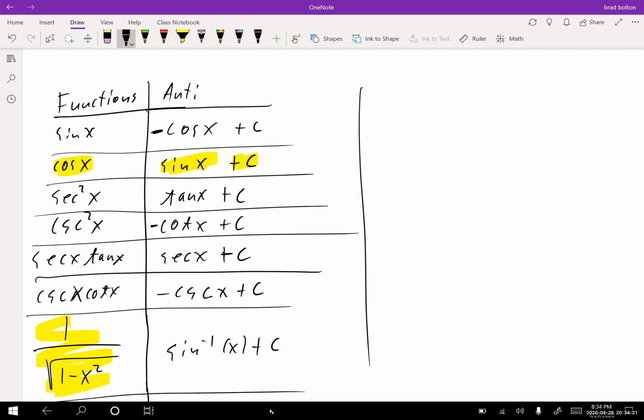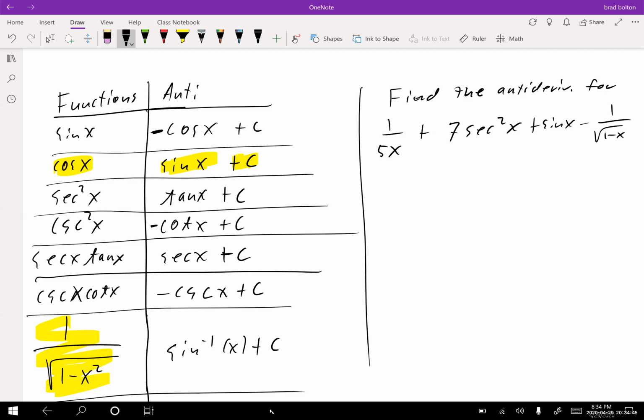So we come over here and it says the antiderivative for 1 over 5x plus 7 secant squared x plus sine x minus 1 over the square root of 1 minus x squared. Okay, so now let's just kind of use this. So let's call this f of x.